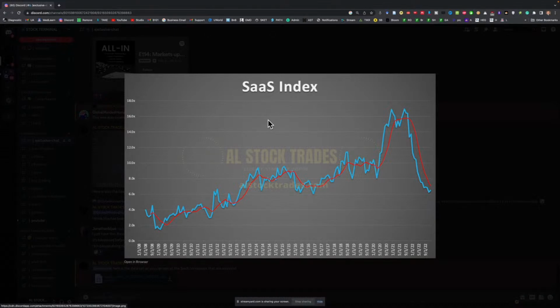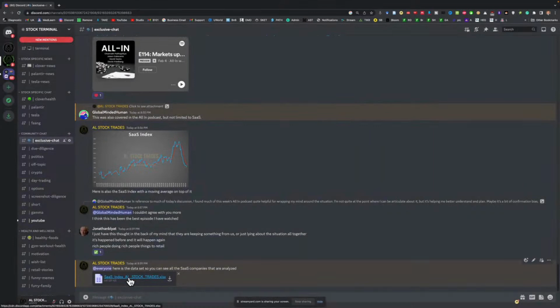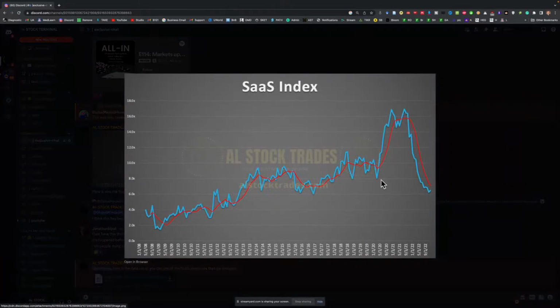Now, for all the smart cookies in our group, you can break down all the stocks that are in here. I think there's like 30 stocks, and you can do an intrinsic value calculation on each one of them, do a competitive analysis, and then you can find the one that has the best value. And then once this does break out of the moving average, well, there you go. Money being made.